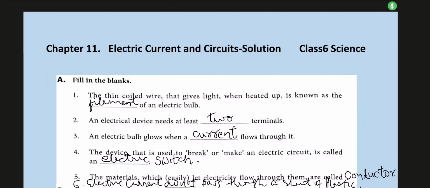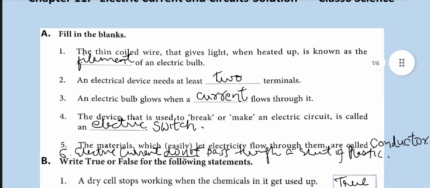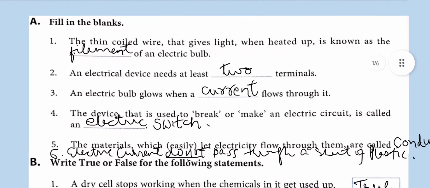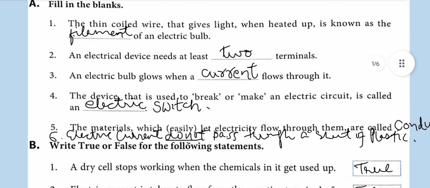And welcome everybody. This is chapter 11, electric current and circuit, standard 6 science. Fill in the blanks. The thin coiled wire that gives light when heated up is known as the filament of an electric bulb. An electric device needs at least two terminals.